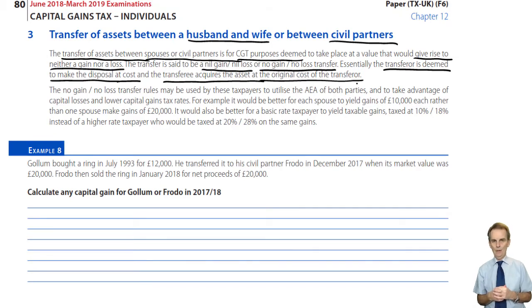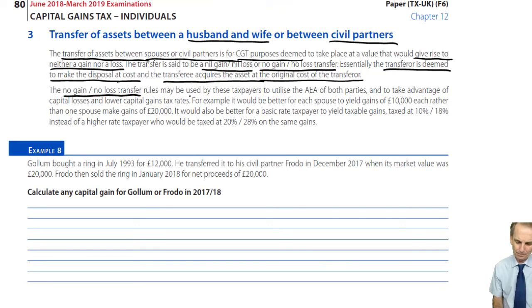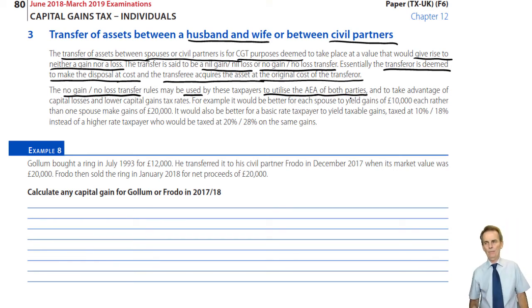It won't work, because when I transfer to my wife, it will go at my cost of 20,000. That becomes her cost. Therefore, no benefit is gained. But that rule we as taxpayers can actually exploit to our own best interests. So the no gain, no loss transfer rule here may be used by taxpayers, one, to utilise the AEA of both parties. So I therefore have two assets, each of which will yield gains of about £10,000.